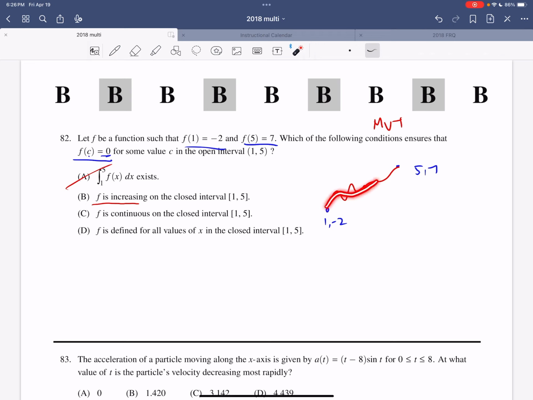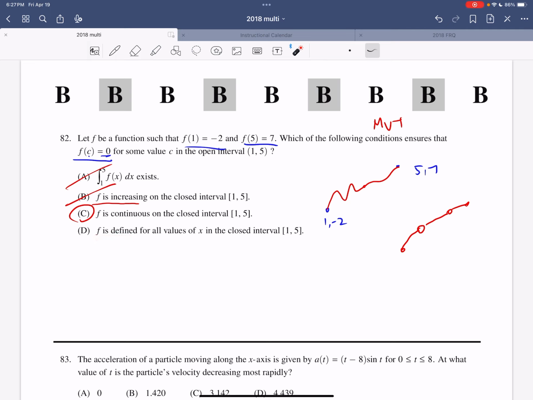F is increasing on the interval 1 to 5. Yep, it's going to be increasing, but that does not guarantee that it's going to be 0, because what can be happening is that it is increasing but still I have like two unbroken holes here. That is possible. So if you just write this one, this can be happening, so that cannot be true. F is continuous from 1 to 5. That's what we're looking for, so that's going to be the answer.